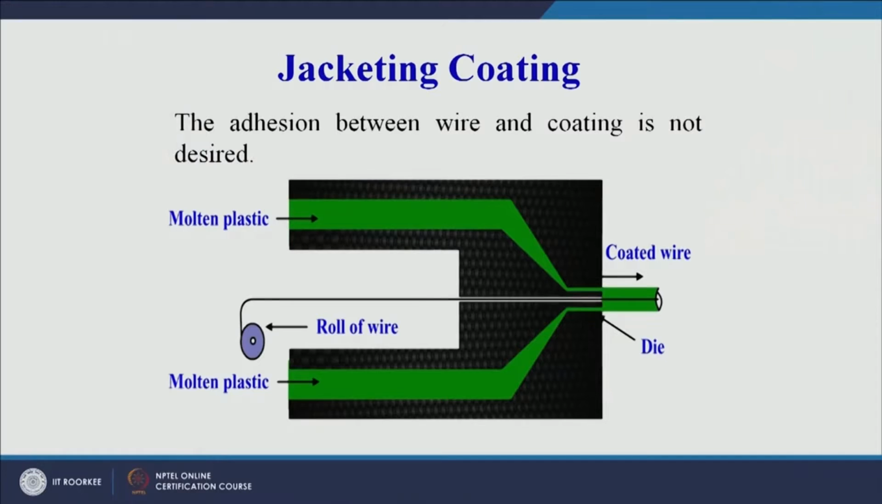So here you can see the normal extrusion process. This is a roll of wire on which we want to provide a coating of plastic material. The molten plastic, green color represents the molten plastic. So from both sides molten plastic is coming, the wire is moving through the center and finally we get a coated metallic wire. So jacketing coating is used where the adhesion between the wire and the coating is not desired. So this wire may not have a very good adhesion with the coated plastic, but yes, the plastic is providing a coating over the wire.